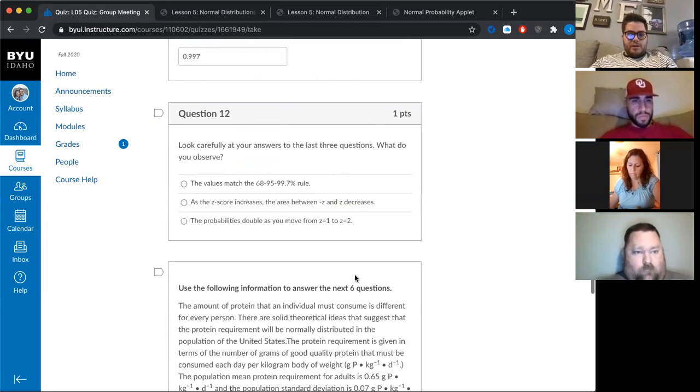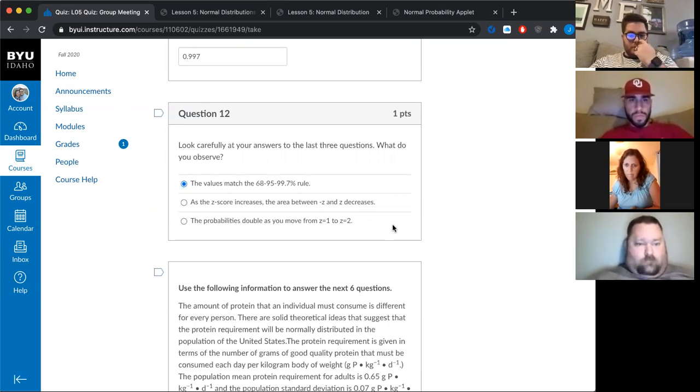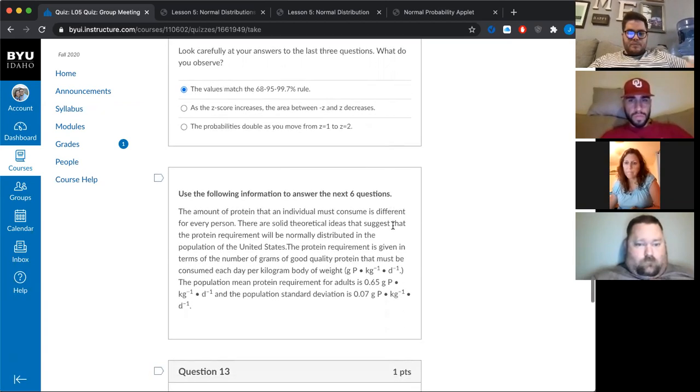All right, so moving on to question 12. It says, look carefully at your answers to the last 3 questions. What do you observe? I would put the first answer there, that the values match the 68, 95, 99.7 rule, right? Yep. Okay.